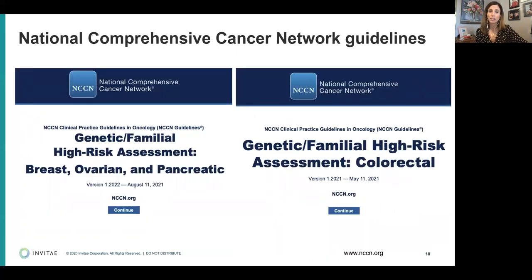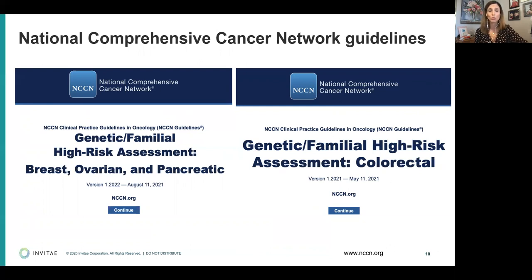In the United States, the decision about who should undergo germline genetic testing is largely driven by the National Comprehensive Cancer Network, or NCCN, guidelines. These guidelines outline a number of features that might be present in the patient's personal or family history to help us identify who should have testing.